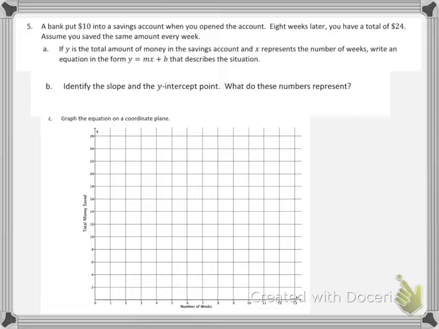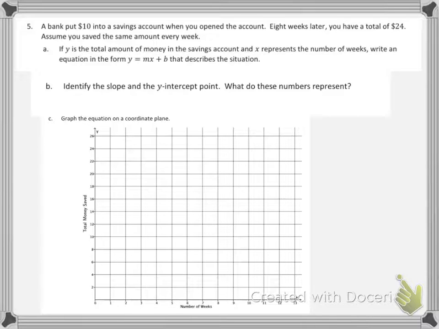Next. A bank put $10 into a savings account when you opened the account. 8 weeks later, you have a total of $24. Assume you saved the same amount every week. If y is the total amount of money in the savings account and x represents the number of weeks, write an equation in the form y equals mx plus b, slope-intercept form, that best describes the situation.